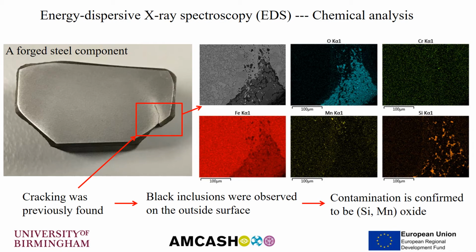With the chemical analysis by EDS, like the mapping of elements shown here, the black inclusions turn out to be silicon oxide. As the oxide is more brittle than the base material, such silicon oxide is believed to be the nucleation site of the cracks. With this information, the customer confirmed the contamination was from the forging mold, and this problem was easily solved by a more frequent cleaning of the mold surface during manufacturing.